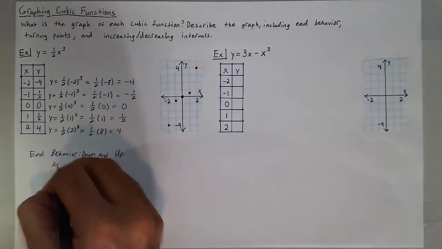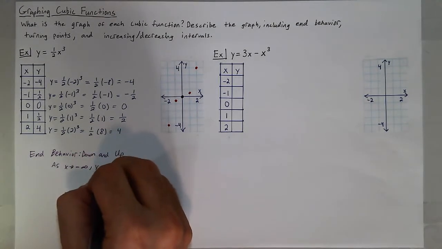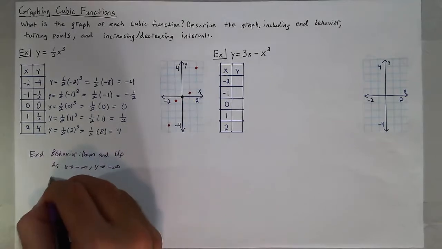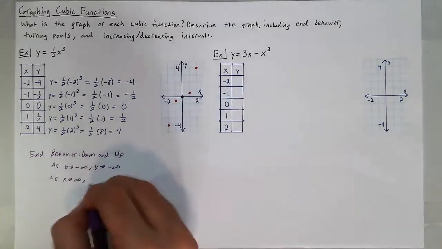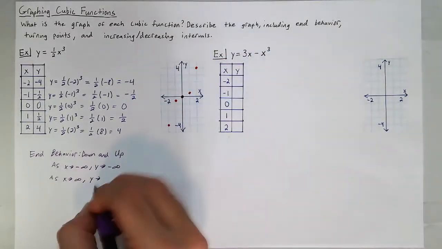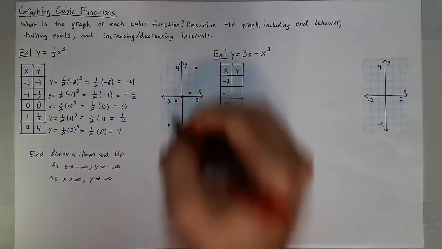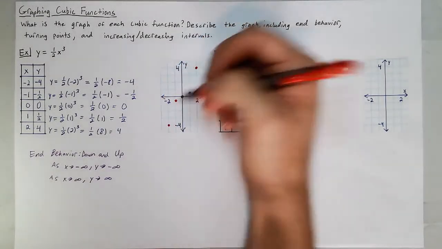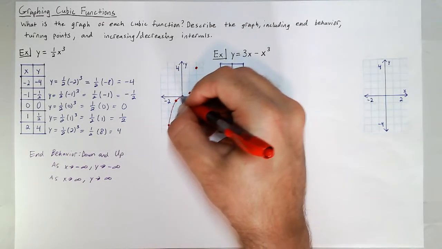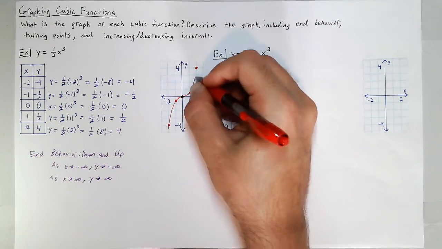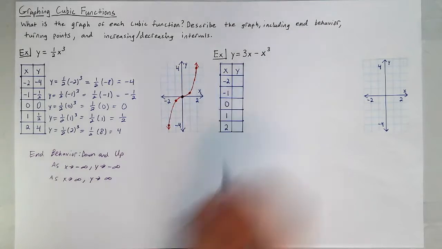So as x goes towards negative infinity to the left, y goes towards negative infinity, down. And as x goes towards positive infinity, which means to the right, y also goes towards positive infinity, which means up. So as I go to sketch this graph, I just need to make sure I end up going up and I end up going down. So if I follow this curve of points as best as I can, I get my first semblance of a cubic graph.